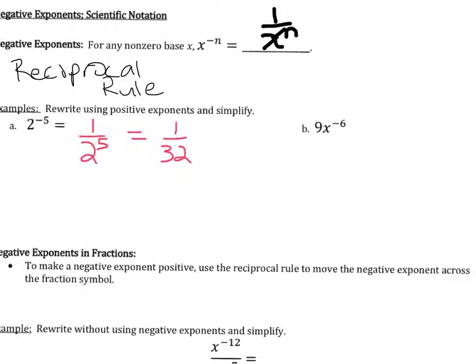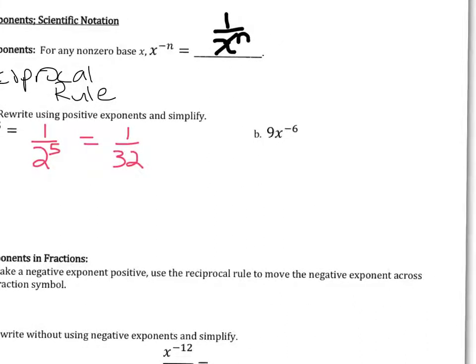Let's go to part B, and this is one of those cases where we actually have a variable. I have 9 times x to the negative 6th power. In order for me to simplify that, I've got to do the reciprocal rule on that x, right? That negative 6 only applies to the x. So the 9 is going to stay the same, but I do the reciprocal rule in order to make that 6 an exponent that is positive.